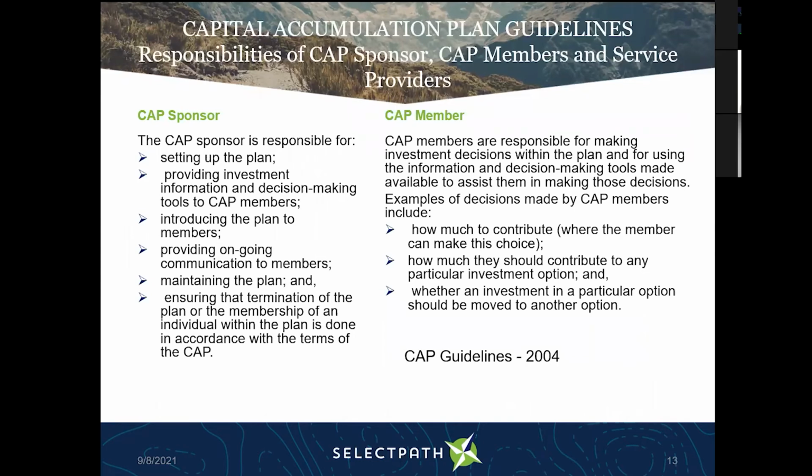I'm now going to look at a different topic, which is the capital accumulation plan guidelines. And this is the responsibilities of the CAP sponsor or the employer, the plan members, and also service providers. First of all, where did the capital accumulation plan guidelines come from? They first came out in 2004.